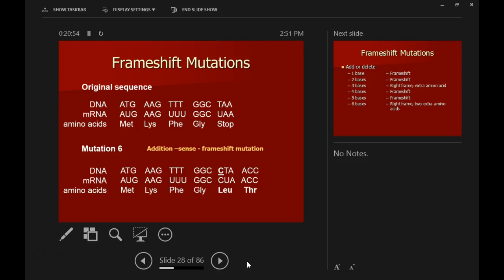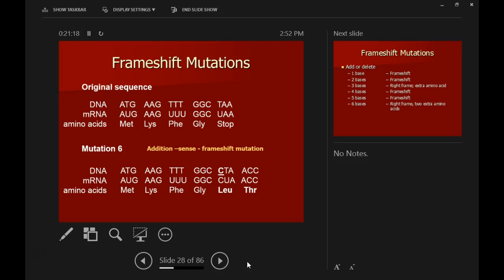This one's kind of cool. I like this one. Here we have a stop codon, and you'll notice that we've added a C. The T is still there. It's just been shifted one space to the right. So in this case, what's happened is we've had a base pair added. So this is an addition.